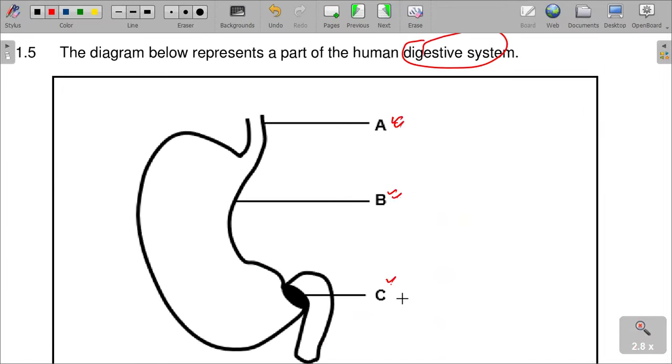Do you see again, class, that this question is repeating? So as you are revising and preparing for your exams, whatever our syllabus wants us to understand. So A is the esophagus. That is A. And B is the stomach. And then C is actually the pyloric sphincter.